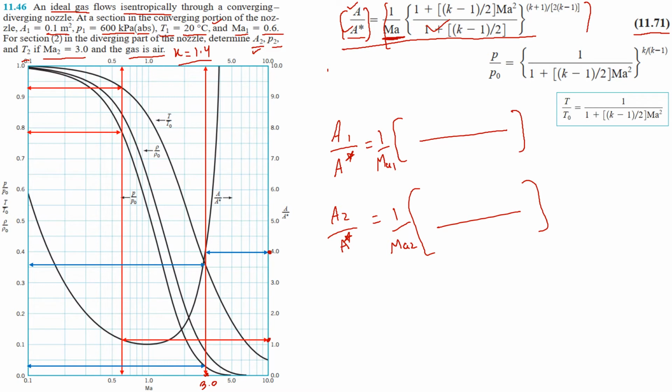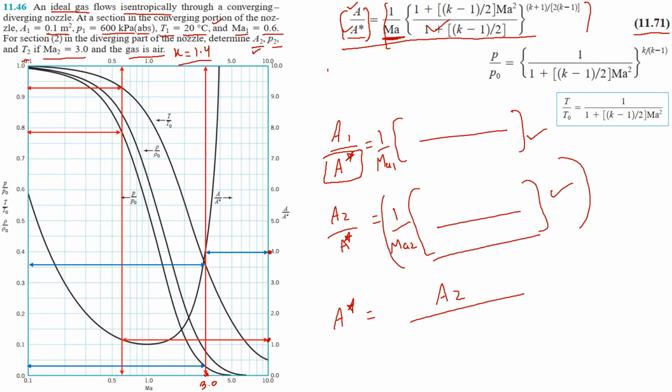Again, we can now relate these two equations, because they have one thing in common, and this is the A star. So if I rearrange this equation for A star, A star will be equal to A2 divided by this whole value, and let's call this whole thing y, so A2 over y. Now I can put the A star value in this equation right here.